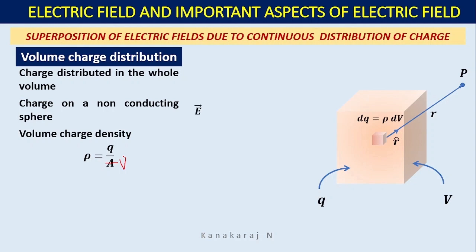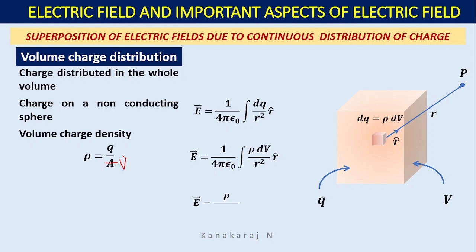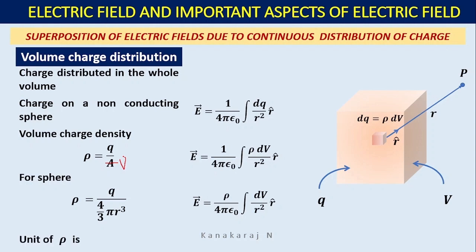Let us find the electric field at point P. E vector equals 1 by 4 pi epsilon naught integration dq by r square r cap. Let us replace dq by rho dV. And we have the final formula: E vector equals rho divided by 4 pi epsilon naught integration dV by r square r cap. For a non-conducting sphere, rho equals q by 4 by 3 pi r cube. The unit of rho is coulomb meter power minus 3.